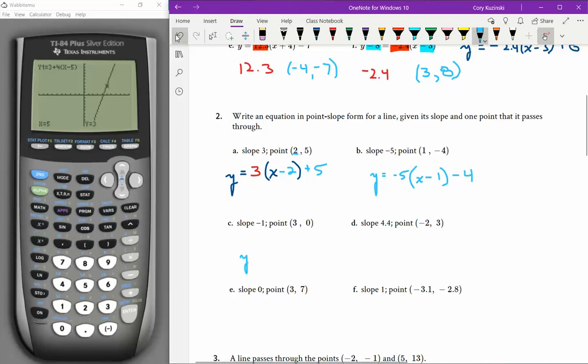Y, let's go a little smaller here. Let's go y equals negative 1 times x minus 3 plus 0. There's a couple things I don't need. That 1 right there and that plus 0. So let's simplify this and make it negative x minus 3. We'll call that our final answer.